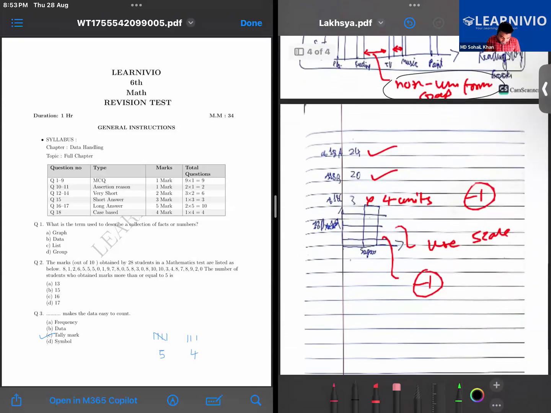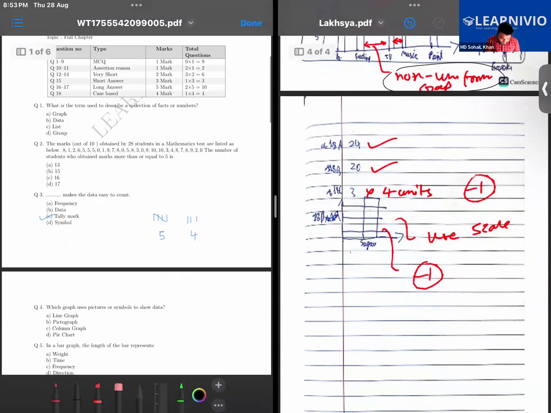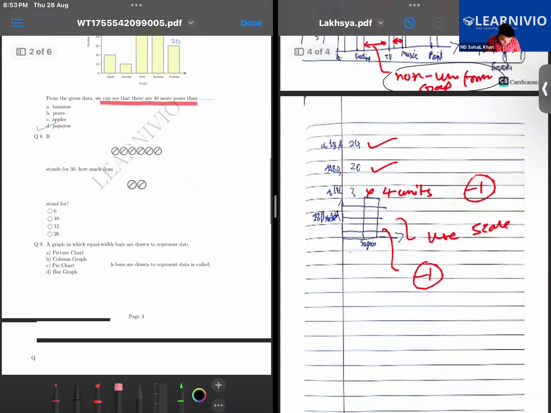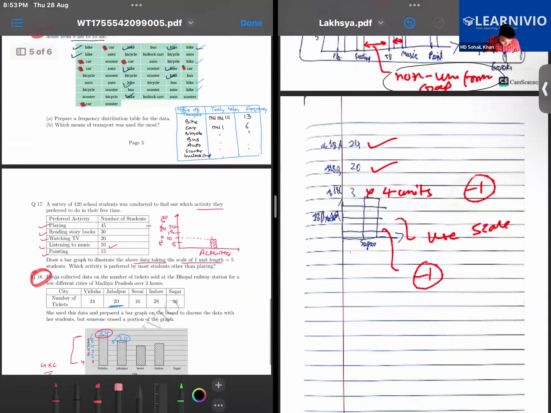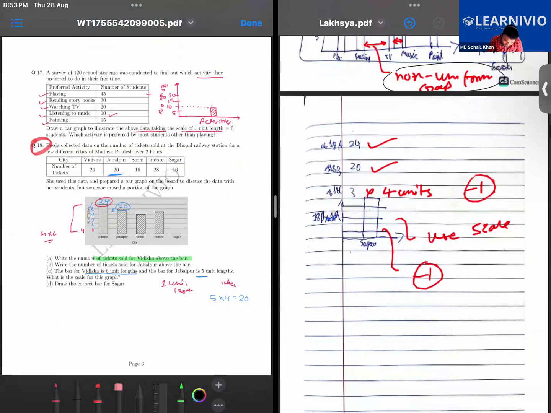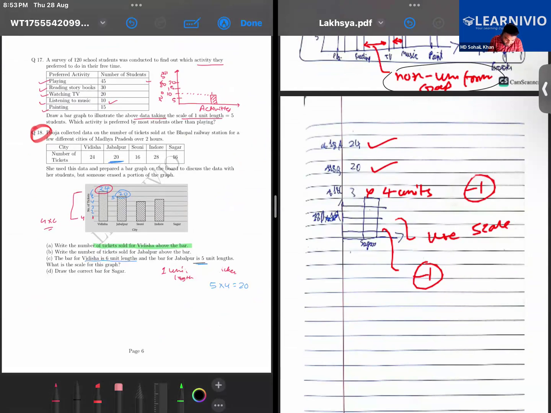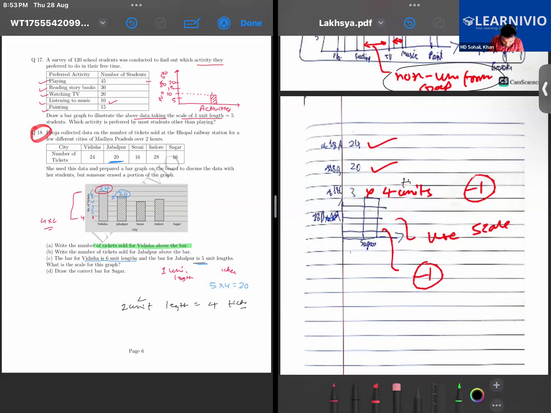Then as for question number 18, look here. For question number 18, part C, it is saying that the bar for Vidisha is 6 units length and the bar for Jabalpur is 5 units length. And we have earlier found out that 1 unit length will be equal to 4 tickets, right? So it should have been 4 tickets now. You have written 3.